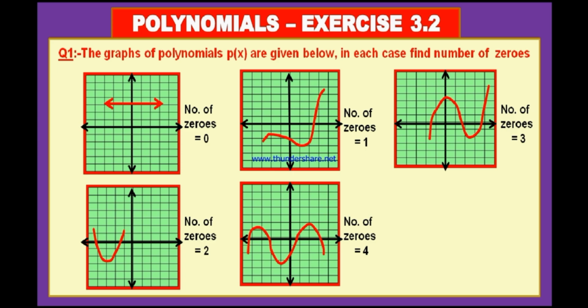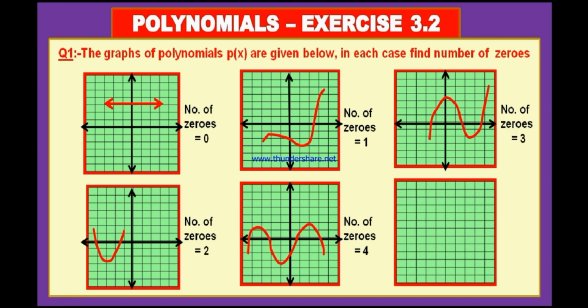Therefore, you have to find the number of zeros. You have to find at how many points the curve intersects the x-axis. In this case, this curve is intersecting the x-axis at 4 points. Therefore, the number of zeros of this curve is 4. And next, the sixth one now. This is the curve. Look at this curve. This curve is intersecting the x-axis at this first point.